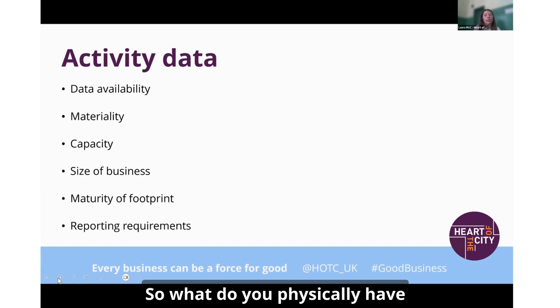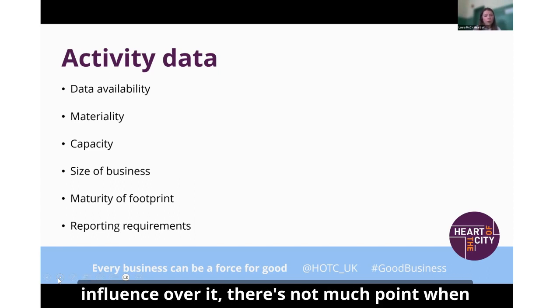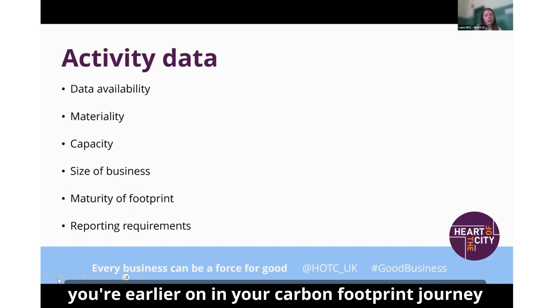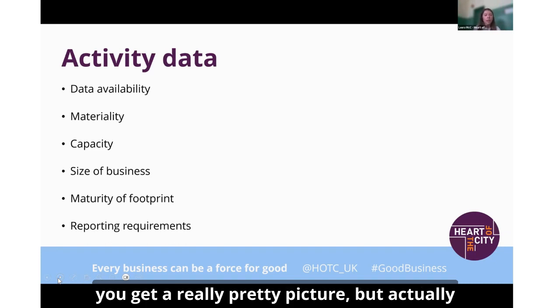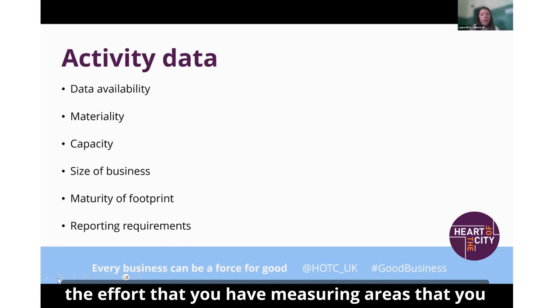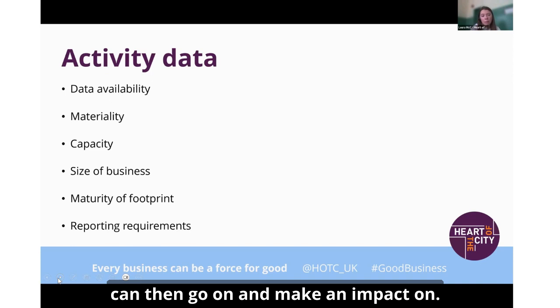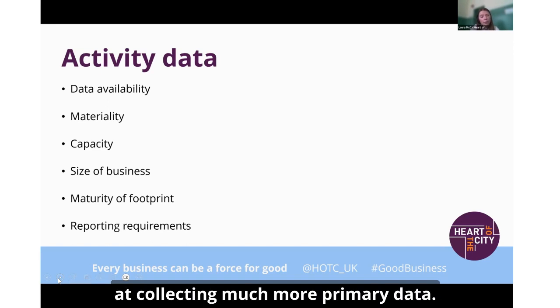So what do you physically have control and influence over changing? Because if you have absolutely no control and influence over it, there's not much point, when you're earlier on in your carbon footprint journey, getting really accurate data to measure it. You get a really pretty picture, but actually you can't make any difference within that. So you want to spend the time and effort measuring areas that you can then go on and make an impact on. So it's looking at the materiality. If it's material to your business, you should be looking at collecting much more primary data.